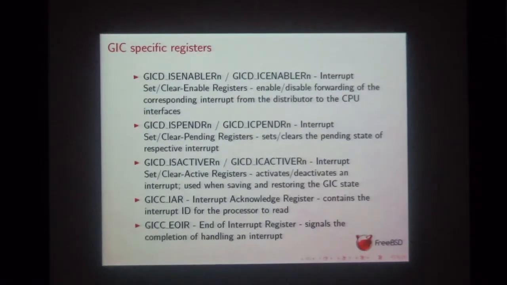And we have two main registers when talking about the CPU interface. First, the interrupt acknowledge register, which contains the interrupt ID for the processor to read. Basically, whenever we have an interrupt, if we read this memory-mapped register, we will find the interrupt number that was generated for us. And the end of interrupt register basically signals the completion of an interrupt. Whenever we complete the interrupt handling, we write to this end of interrupt register. These are, let's say, some of the main important registers. There are a lot more of them when talking about the interrupt controller.